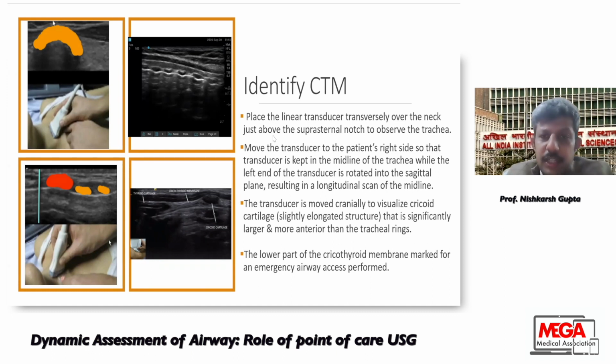So for that, we need to place the linear transducer transversely over the neck, just above the suprasternal notch, and then we see the trachea. So we can visualize the trachea.